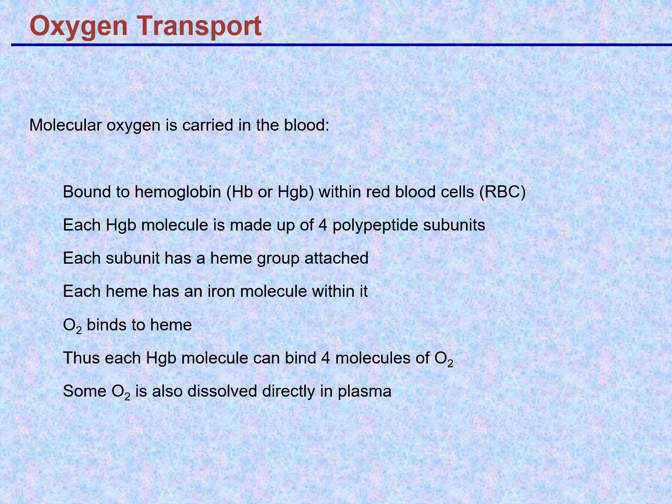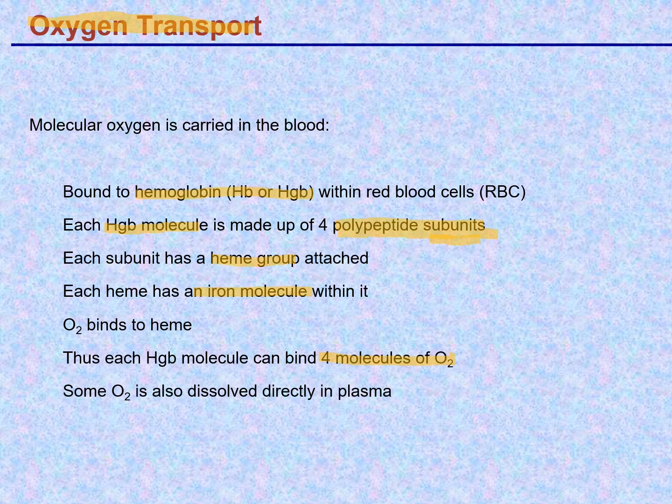Okay, in terms of oxygen transport around the body, molecular oxygen is carried by the blood bound to hemoglobin within the red blood cells. And as you should know, each hemoglobin molecule is made up of 4 polypeptide subunits. These are polypeptide strands held together in the hemoglobin molecule by non-covalent bonds, and therefore they are called subunits. Each subunit has within it a heme group, and each heme has an iron at its center. And each iron can take up a molecule of oxygen. The oxygen binds to the heme. And therefore each hemoglobin molecule with 4 hemes, when fully saturated with oxygen, binds a total of 4 molecules of oxygen.